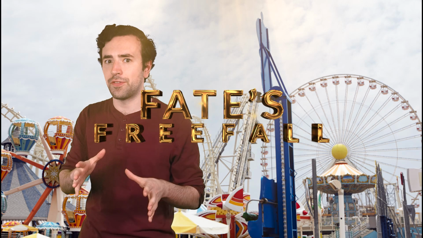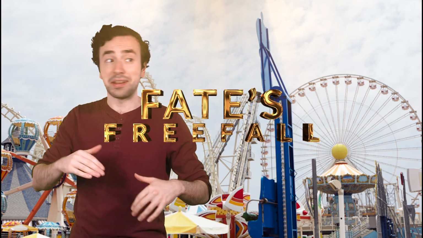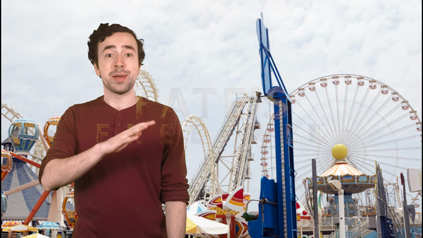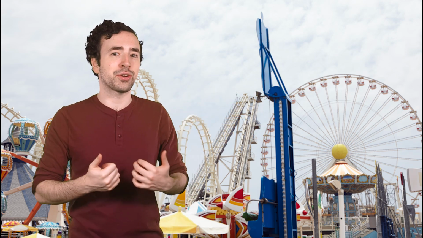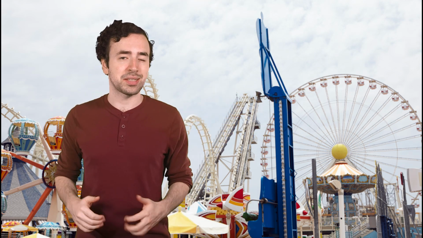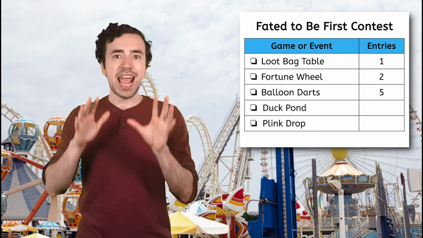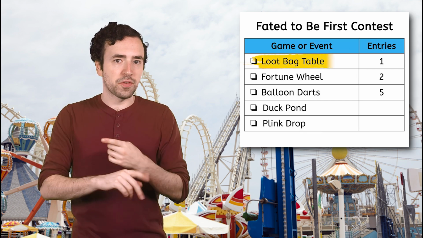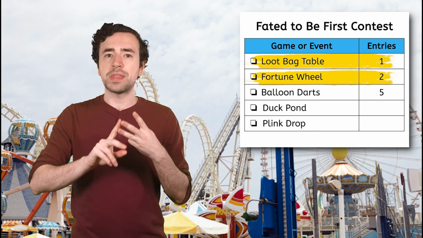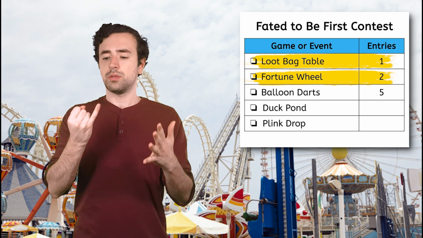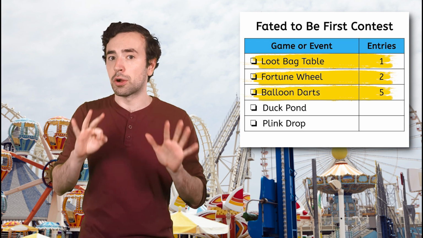Today, Miaville is opening its brand new track-shifting roller coaster, Fate's Freefall. They're holding a contest that anyone can enter to be first to ride the coaster. There are a bunch of games around the park where I can earn entries into the contest. So far, I've earned 8 entries: 1 from my loot bag, 2 from the fortune wheel, and 5 from the balloon darts booth.